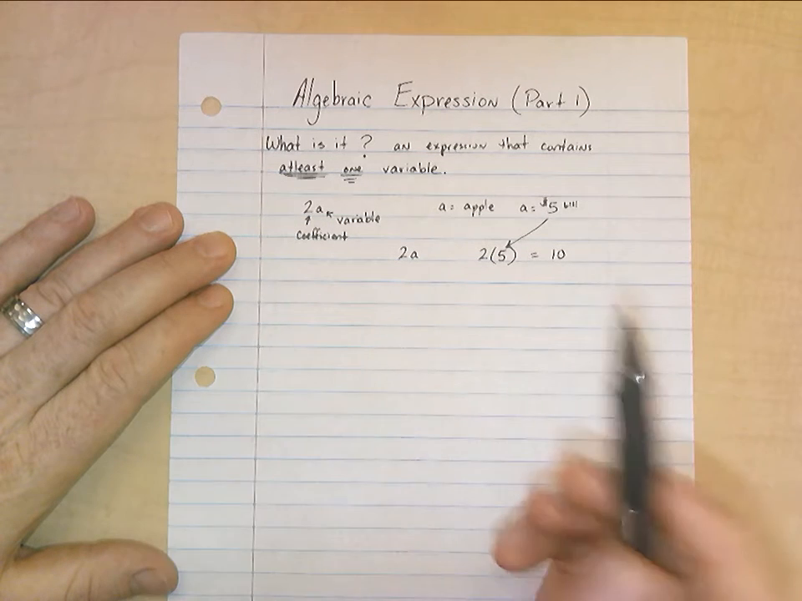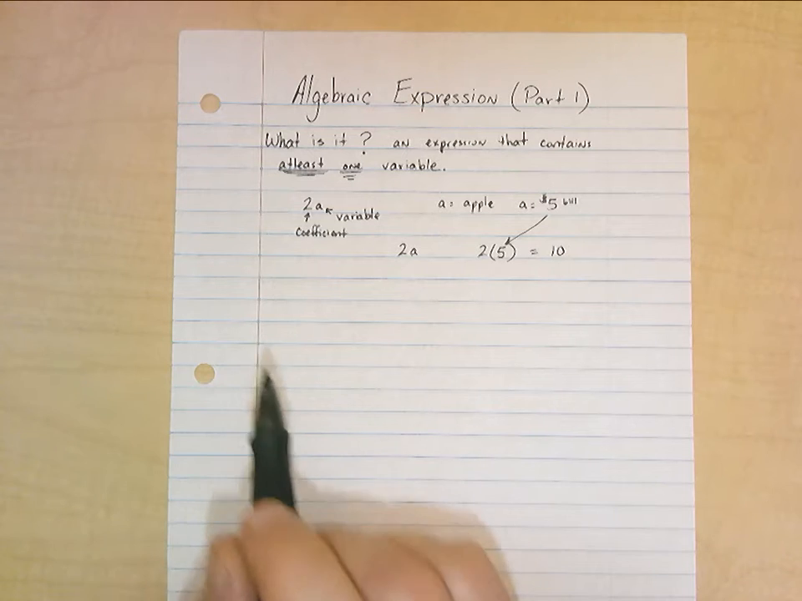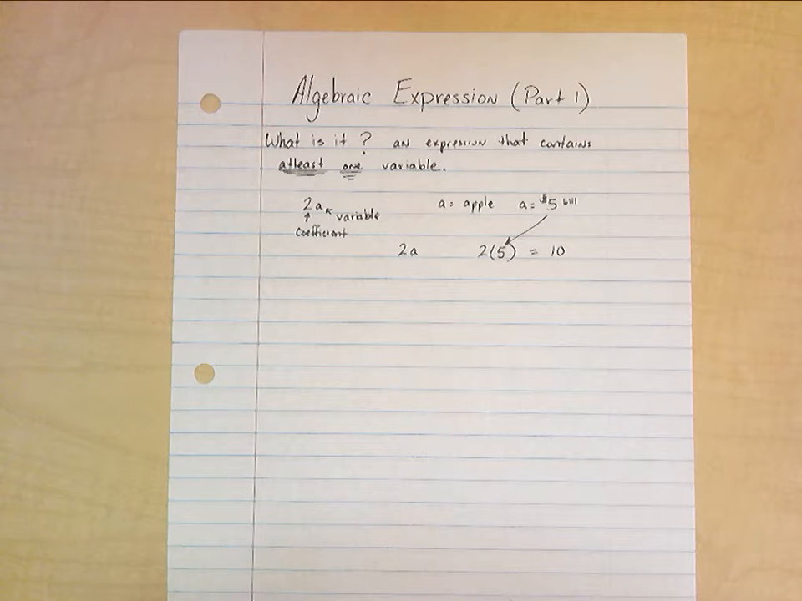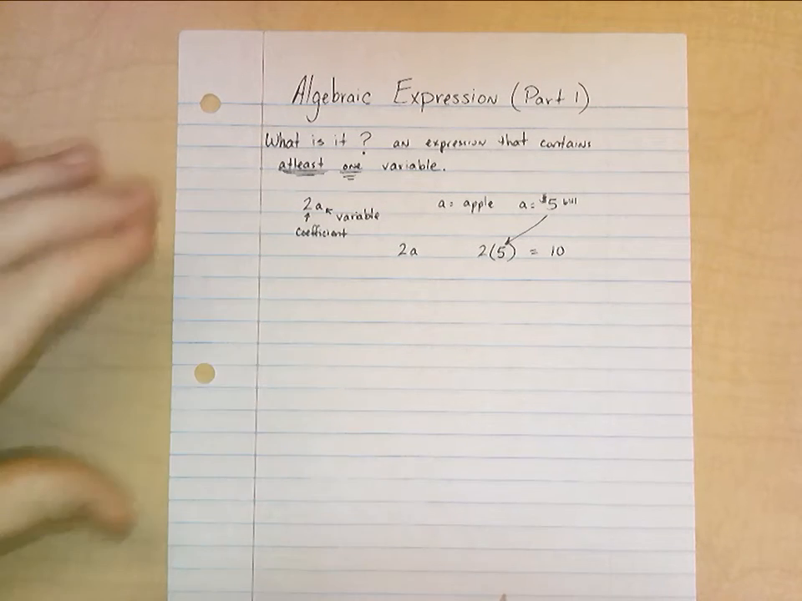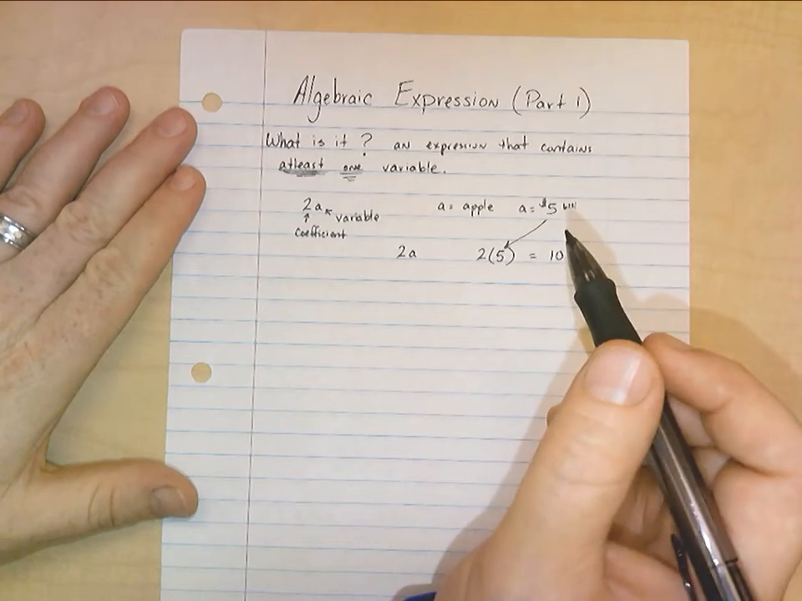You can also have multiple variables. Now, you might be thinking to yourself, why do we even have letters in math? Well, letters are just symbols meaning something else. They're interchangeable. You can interchange them for anything else.